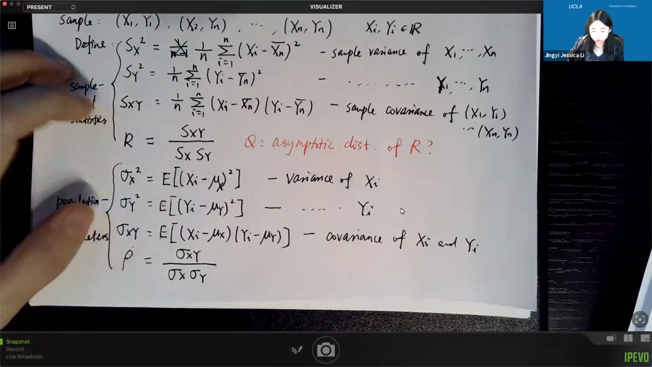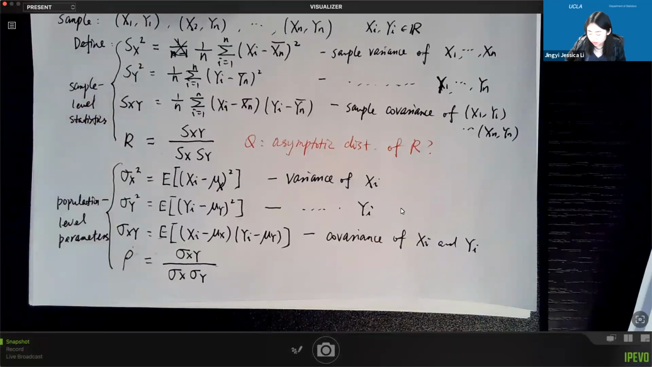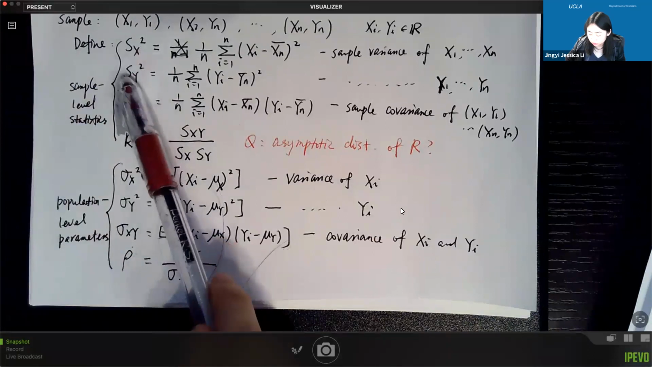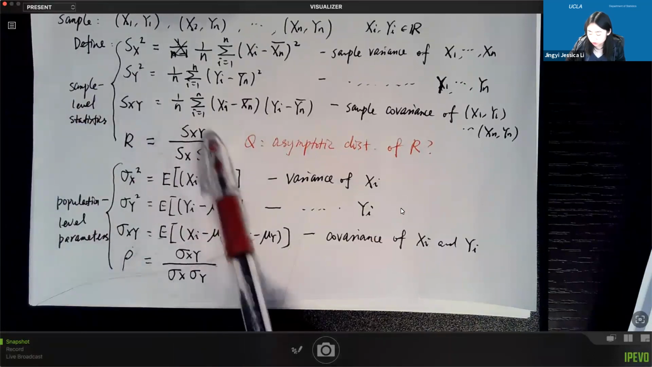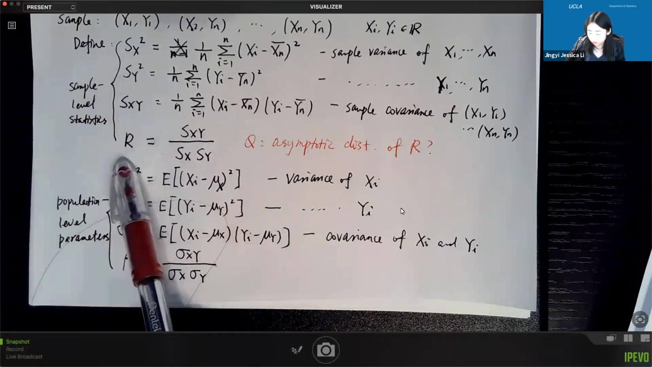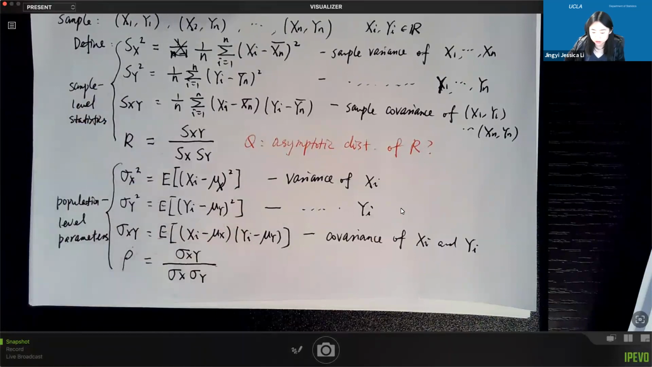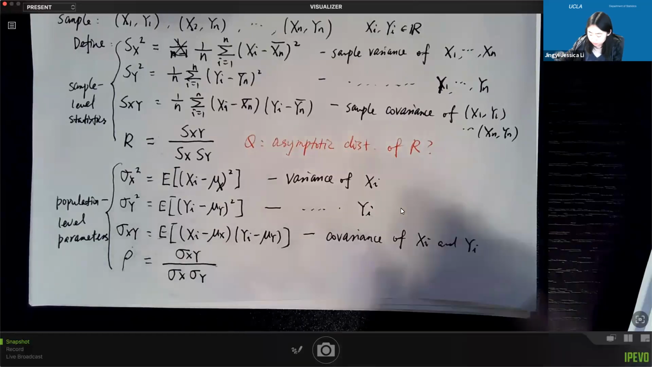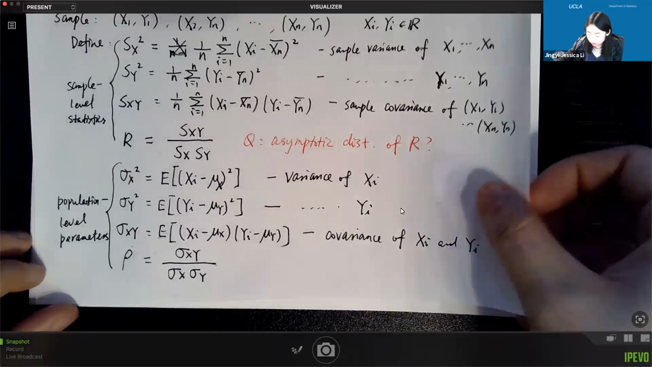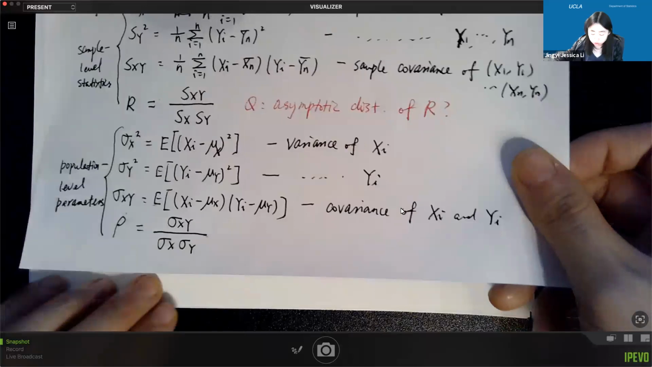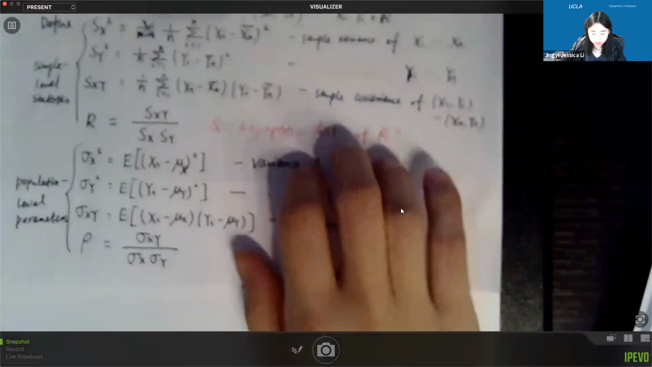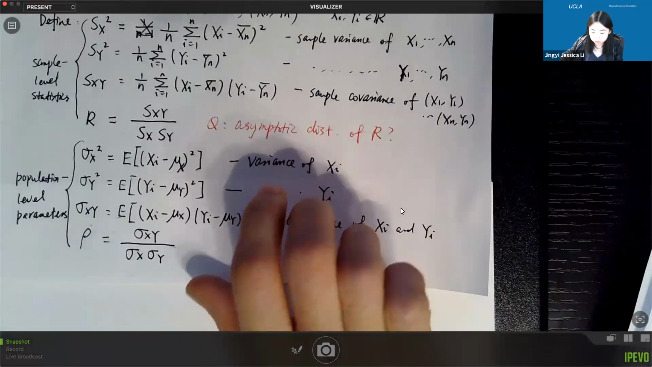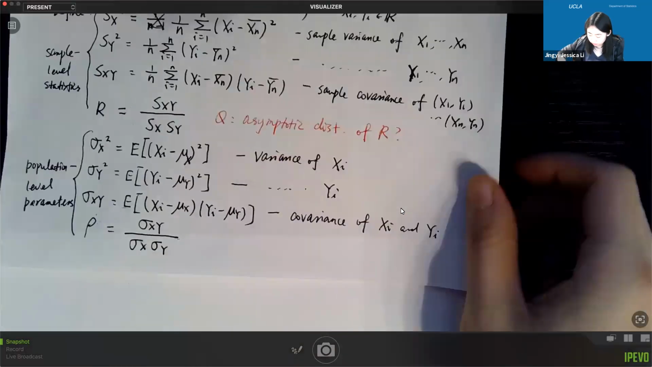So we need to do that jointly. And then we just apply Cramer's theorem once again to combine Sx squared, Sy squared, and Sxy into a function that will be the sample correlation. And then we will derive the correlation's asymptotic distribution. So that's the whole idea. But let's go one step further and write it down. To help you understand, I'm going to introduce some notation.